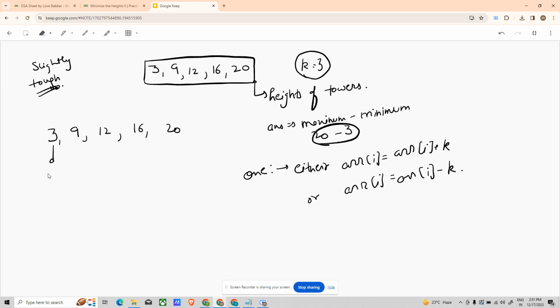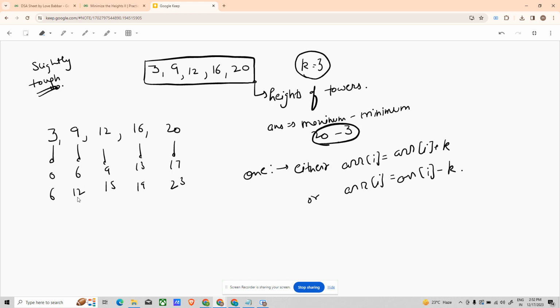So if we see here 3, 9, 12, 16, and 20, the possible modifications after k: 3 can be 0, or 3 plus 3, 6. 9 can be converted to 6 or 12. 12 can be converted to 9 or 15. 16 can be converted to 13 or 19. 20 can be converted to 17 or 23. These are the possible values.